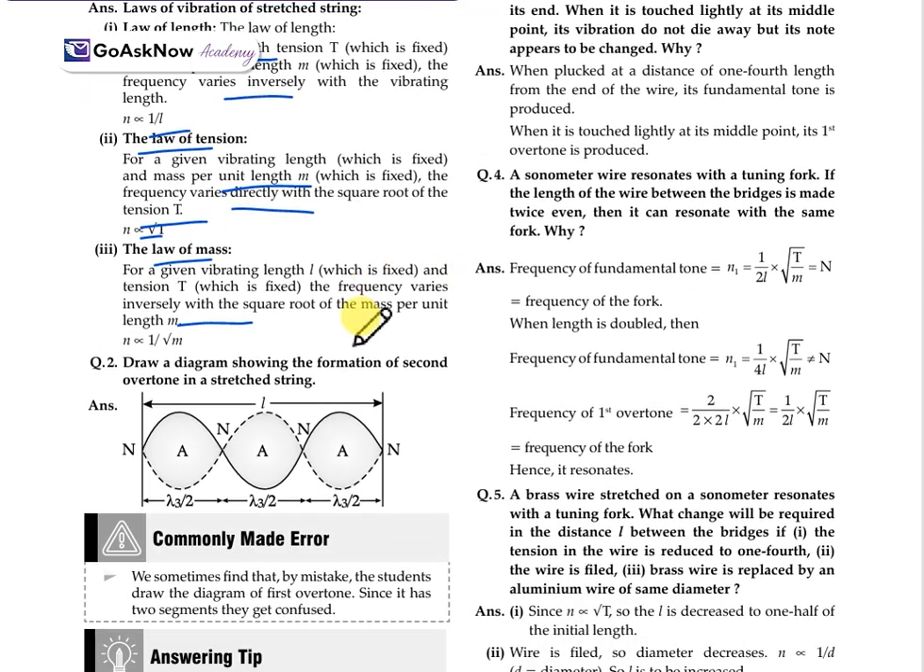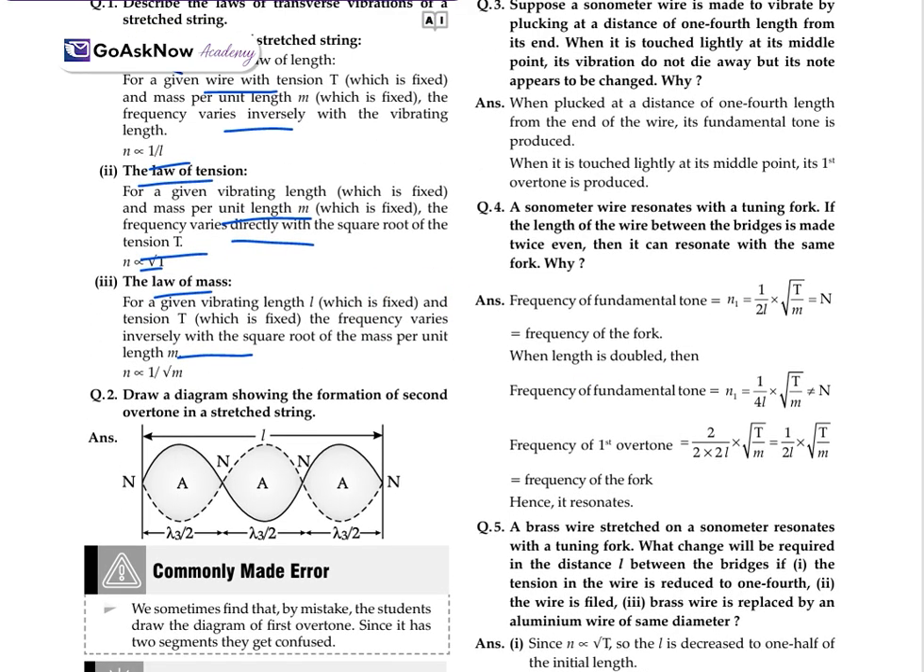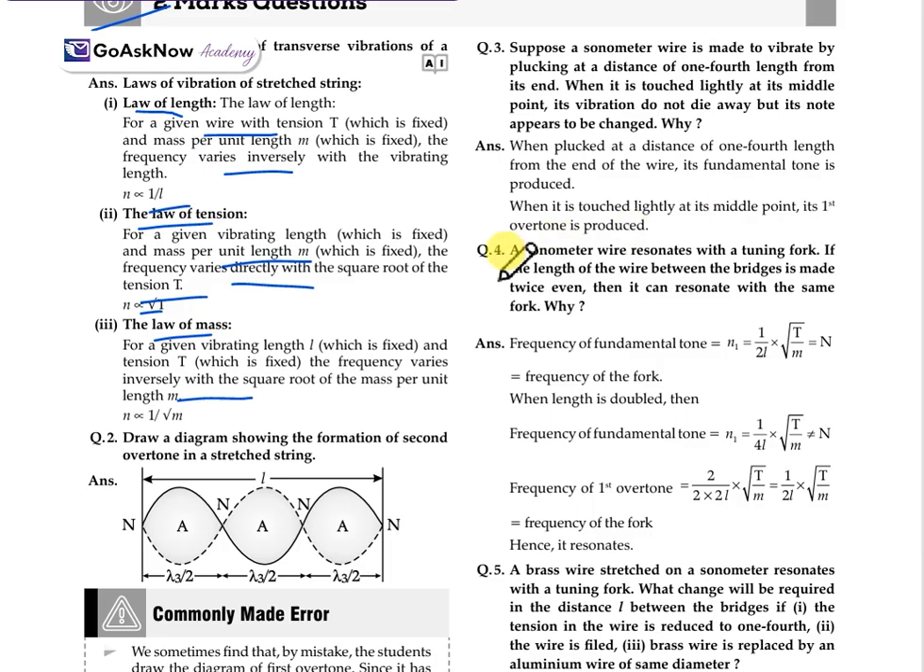So this diagram is representing the formation of the second overtone. A sonometer wire resonates with the tuning fork. If the length of the wire between the bridges is made twice, can it still resonate with the same fork? Why? Firstly, the frequency of the fundamental tone is n1 = 1/2L times the square root of T/m, which is equal to n, the frequency of the fork.